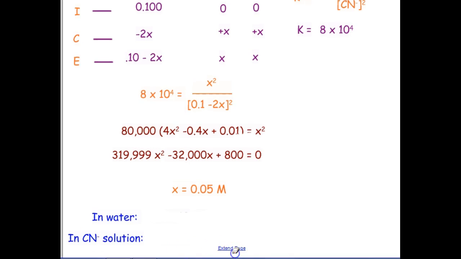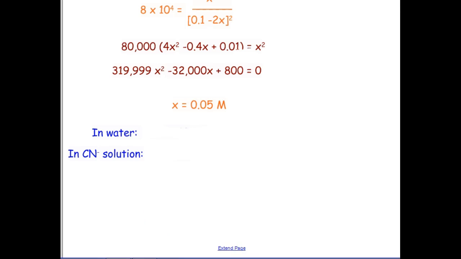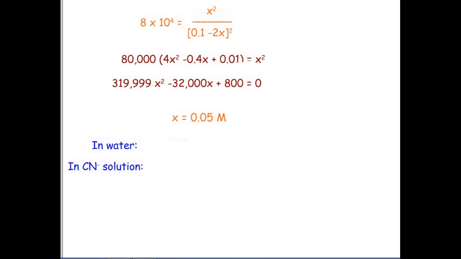So the key take-home that we're looking at right here is the idea that in water, the solubility of silver iodide is 9 times 10 to the negative 9th molar, and in cyanide solution, it's 0.05, which is 5 times 10 to the negative 2nd. So that's 10 million times more soluble in cyanide solution than it is in water. That's a pretty significant difference.